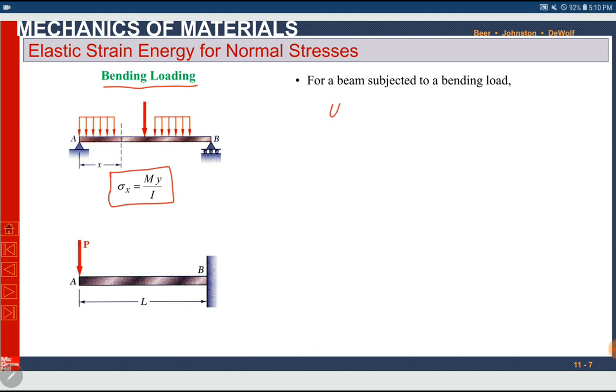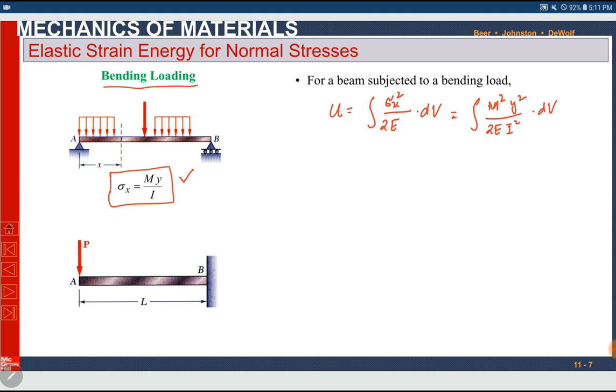So u is equal to, for shear we will move further to the next topic again. u is equal to the integral of sigma x, we have earlier discussed this. Since sigma x is normal stress in x direction, for a beam sigma x is equal to My over I, putting it here, we will get M square y square over 2E I square into dV.